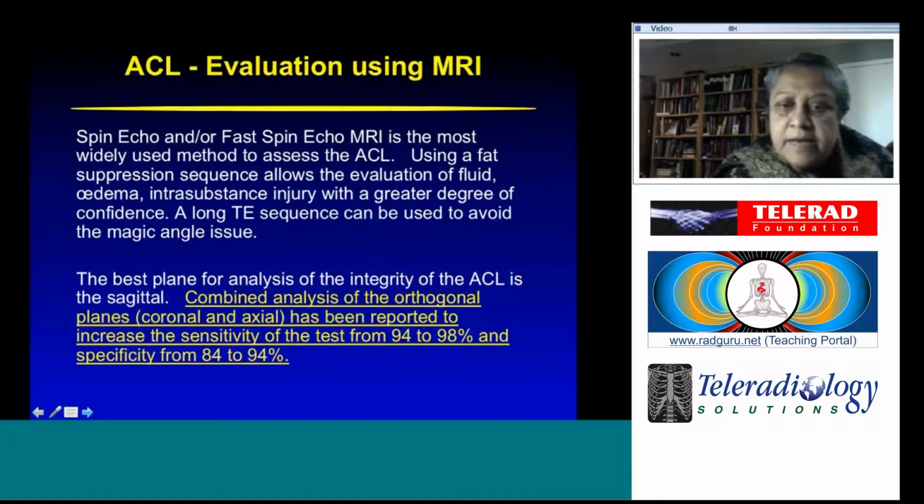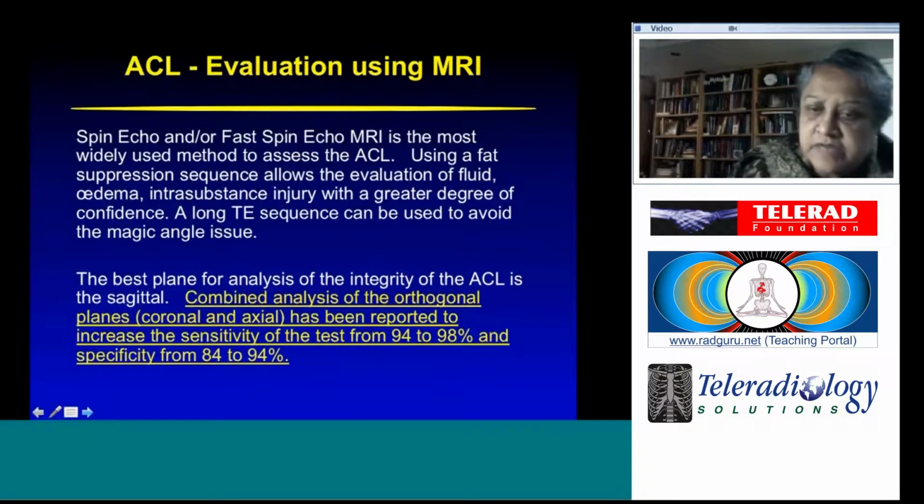The best plane for analysis of the integrity of the ACL is the sagittal. Combined analysis of orthogonal planes increases the sensitivity of the test from 94 to 98% and specificity from 84 to 94%.